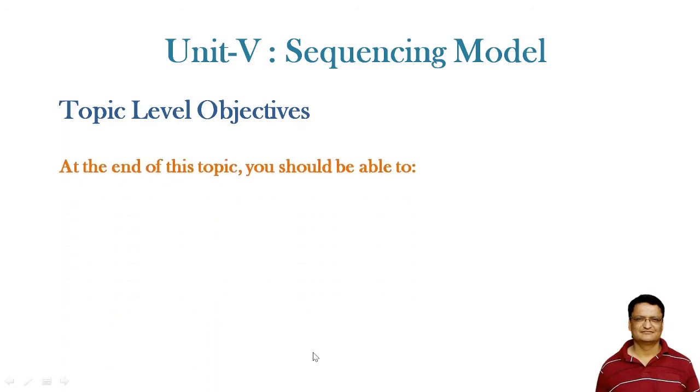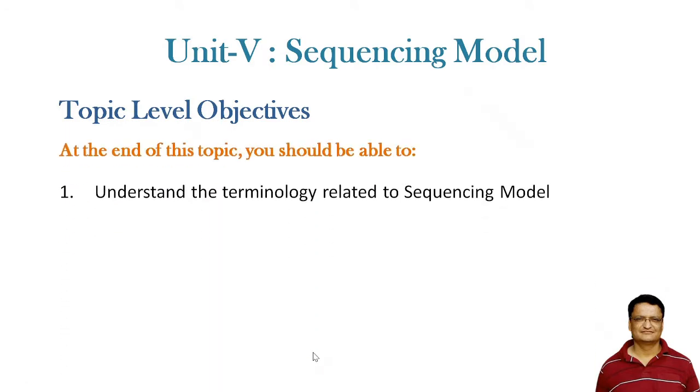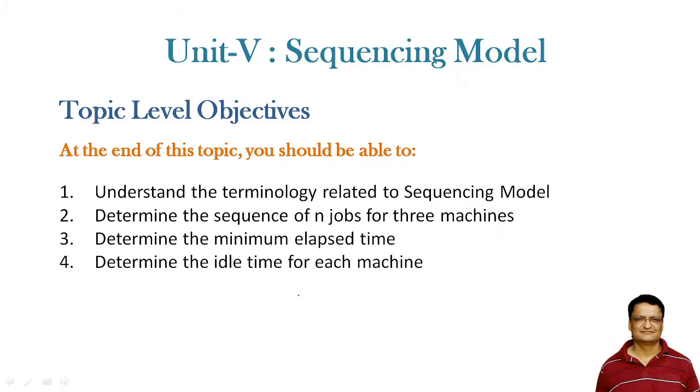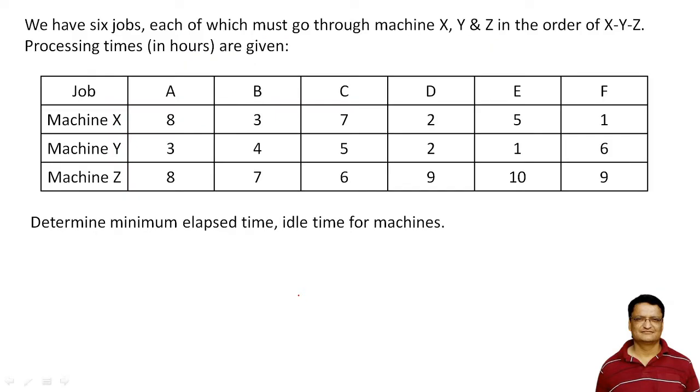At the end of this topic, you should be able to understand the terminology related to the sequencing model, determine the sequence of n jobs for 3 machines, determine the minimum elapsed time, and determine the idle time for each machine. So we will understand all these things with the help of this one example.